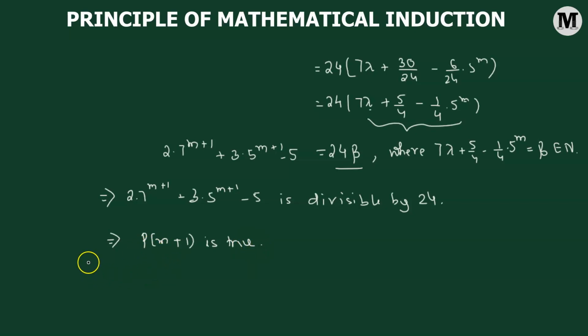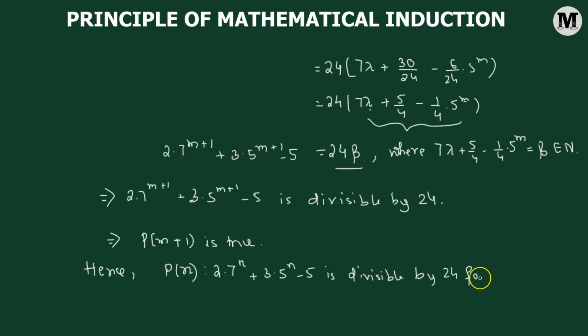Now since p of m plus 1 is a true statement, we can generalize this to say that the original statement, statement number 1, p of n, such that we have 2 times 7 raised to the power of n plus 3 times 5 raised to the power of n minus 5, is divisible by 24 for all values of n belonging to the set of natural numbers. That means any natural number that we pick up, this expression is always going to be divisible by 24. Hence proved.